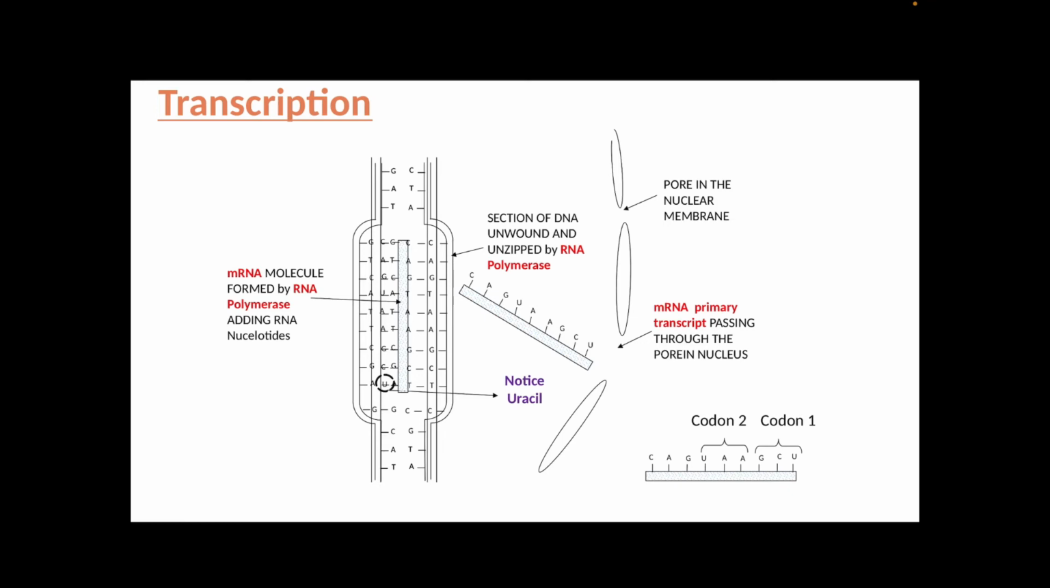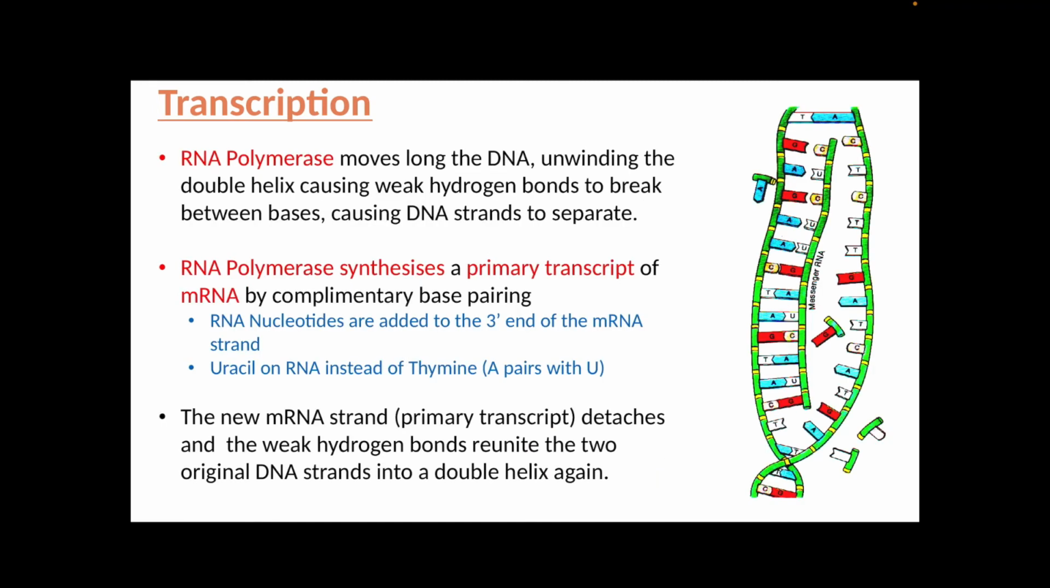The DNA will then rezip, so the hydrogen bonds between the opposite strands will connect again and it will rewind back up. This initial mRNA molecule that's been made is what we call the primary transcript. It's called a transcript because it's made during transcription, and it's called a primary transcript because it's the first version. This actually is edited before it leaves the nucleus. Okay, so you can pause here and read through what we just talked about, and then press play when you're ready.